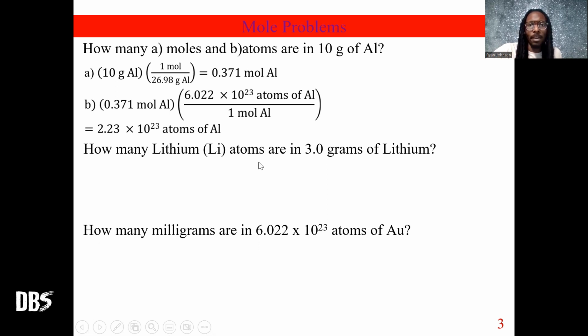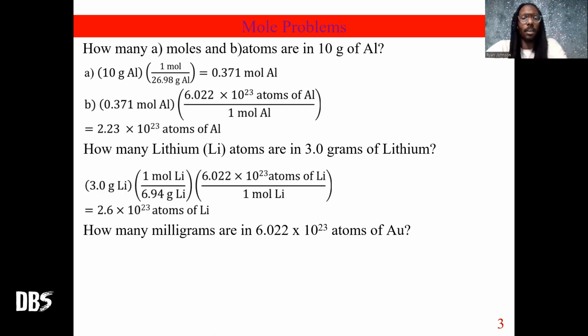How many lithium atoms are there in 3 grams of lithium? So we're starting off with 3 grams of lithium. Okay. And we need to get to atoms. So notice, right? Key thing is, how do we go from grams to atoms? Dr. J, you didn't show us that. You showed us two conversion factors, right? You didn't show us how to get from grams to atoms. Well, I did. You just have to think about how you're going to get there.